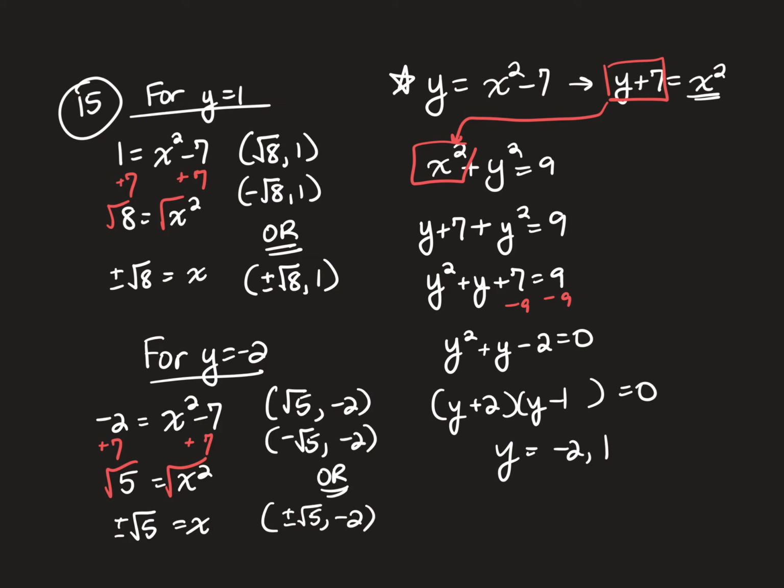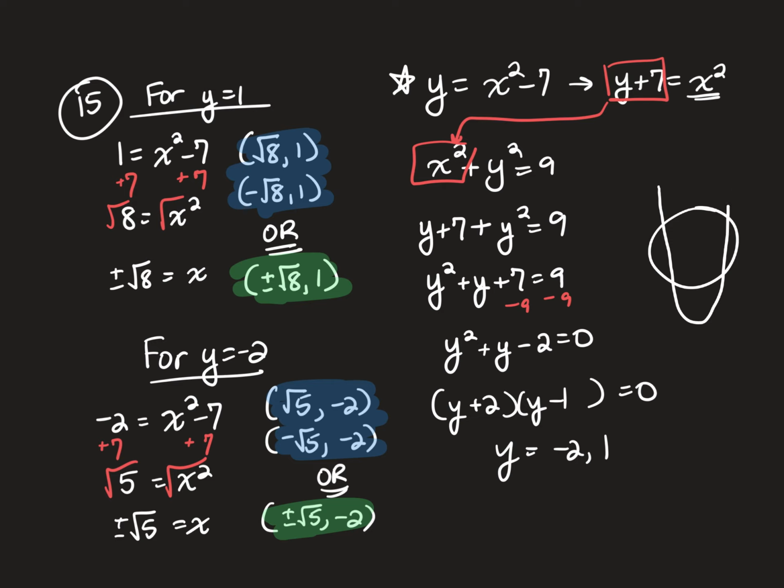So you can write your answers either like this, what I'm highlighting in blue, or you can write them like this, what I'm highlighting in green. So what this means is that our circle and our parabola intersect at 4 points. So it'll look something like this. Now remember, there's lots of ways that they could intersect. We just happen to have one situation where they intersected in 4 places.